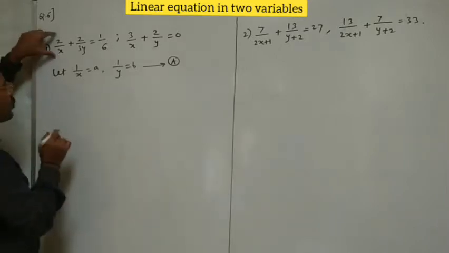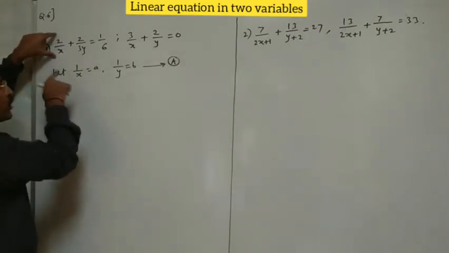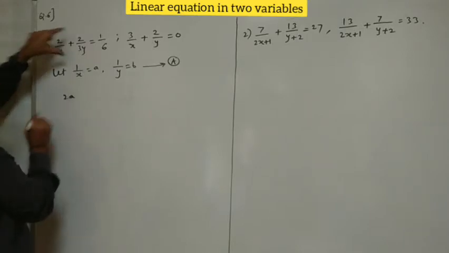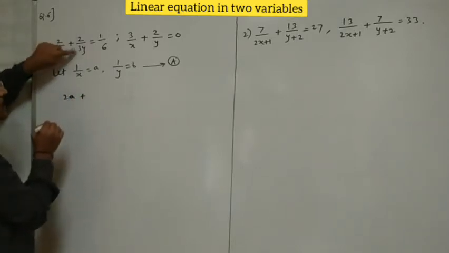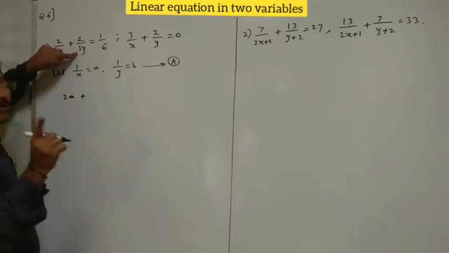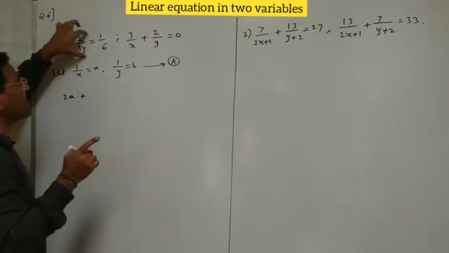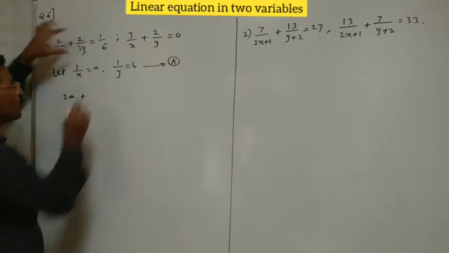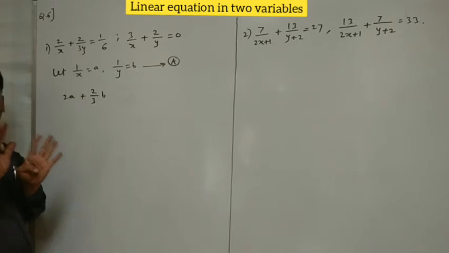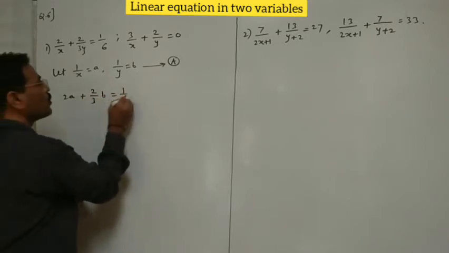So what do we get here? 2 upon x is nothing but 2 into 1 upon x, so 2a we get here. Now here, this 3 should be in the denominator. Don't make any kind of mistake. Only 1 upon y is b, so 2 upon 3 b is still there. Like this. Now here also 1 upon 6.